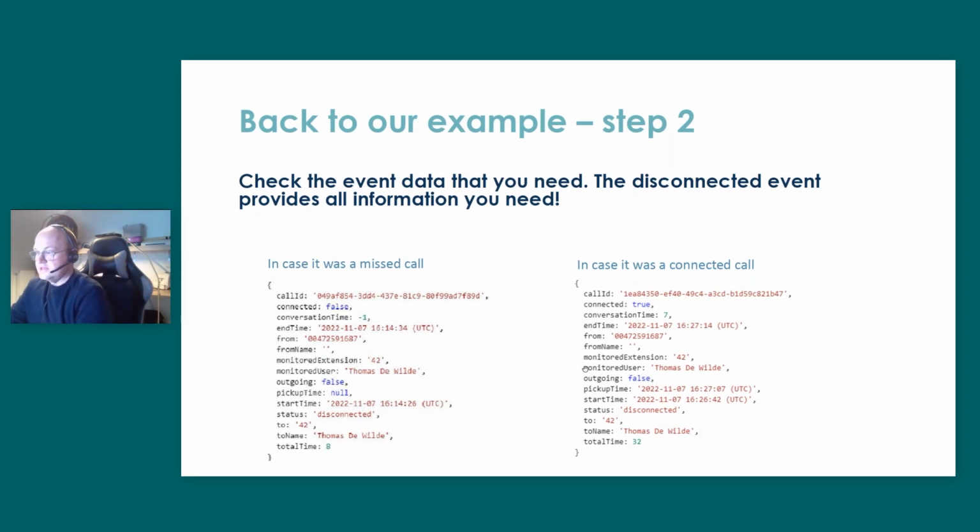Okay, so in this simple example where I want to store call information about the call that was made in my CRM system, I have to watch for one event only. This event is called the disconnected event, and then I can store all my information in my CRM system.